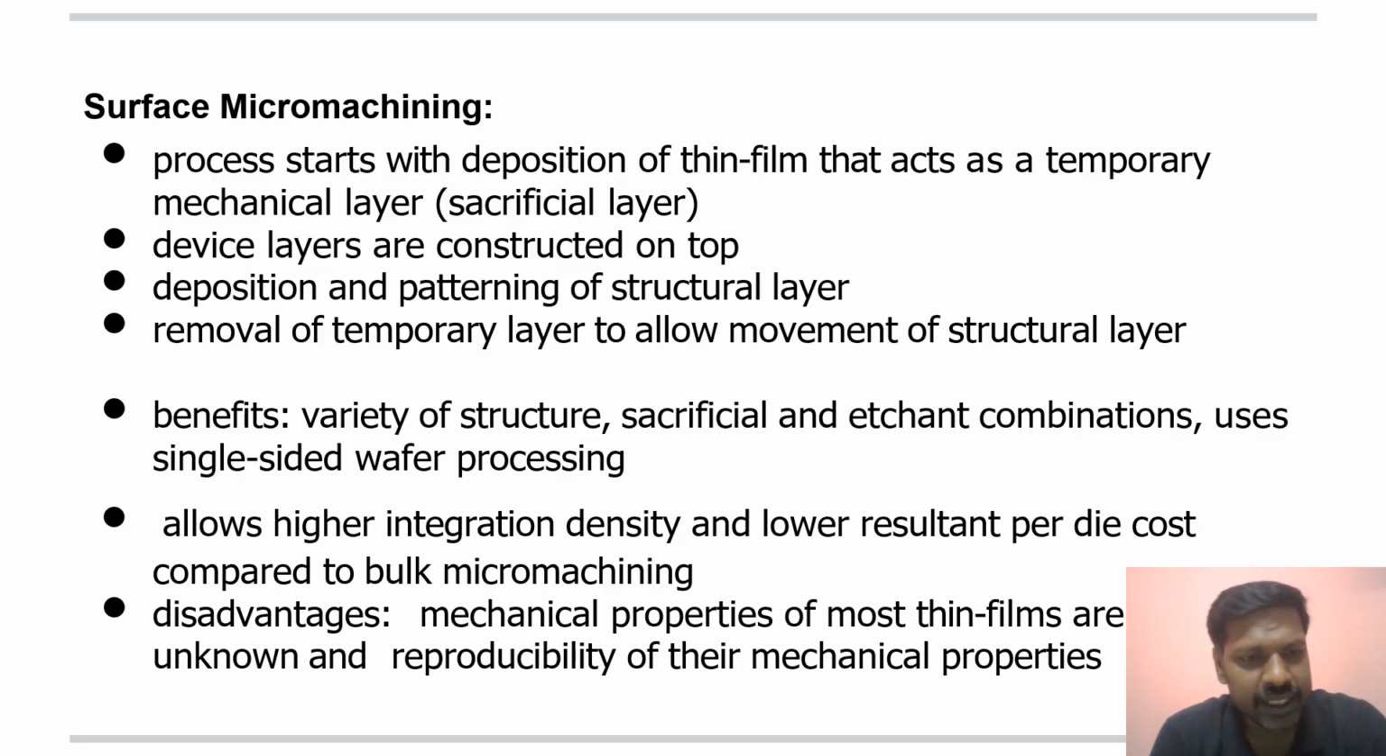Surface micromachining. In surface micromachining, thin layers are deposited on the surface of a substrate. A sacrificial layer is first added, followed by the structural layer. After patterning, the sacrificial layer is removed, allowing the structure to move. This method allows higher integration density and low cost per device. However, material properties can sometimes be difficult to control.